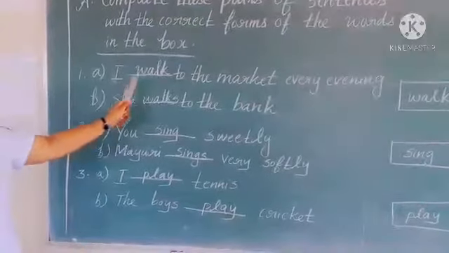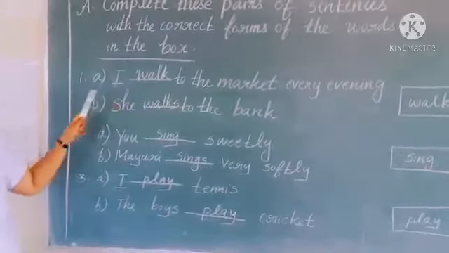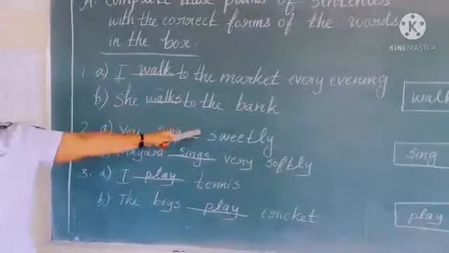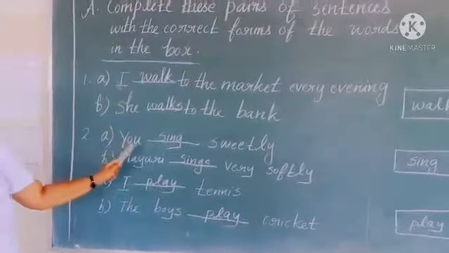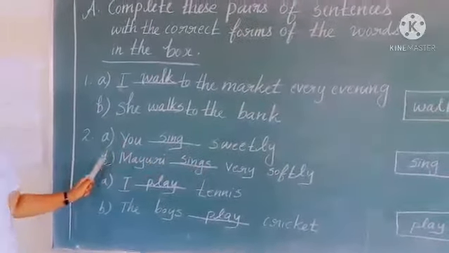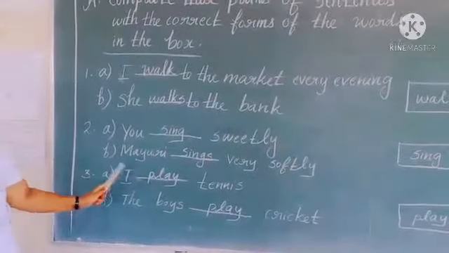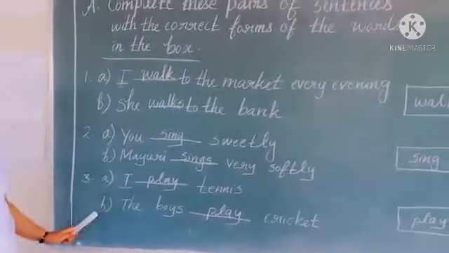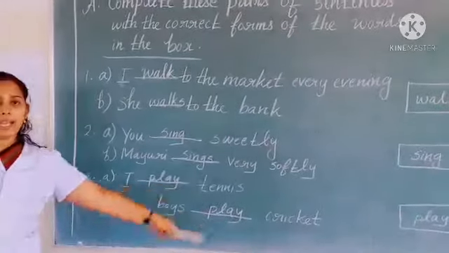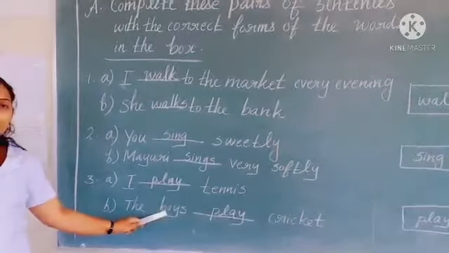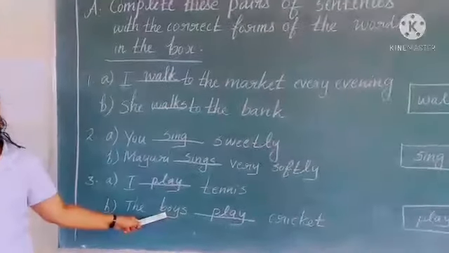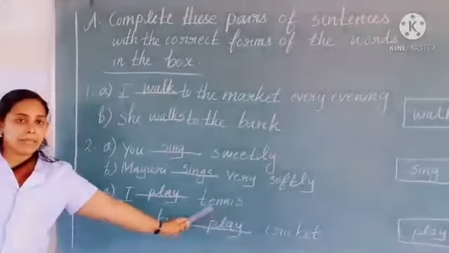So I will repeat the sentences. First one, A, I walk to the market every evening. B, she walks to the bank. Second one, A, you sing sweetly. B, Mayuri sings very softly. Third one, A, I play tennis. B, the boys play cricket. Here the noun is plural, boys, more than one boy. So we write only the verb here, play.